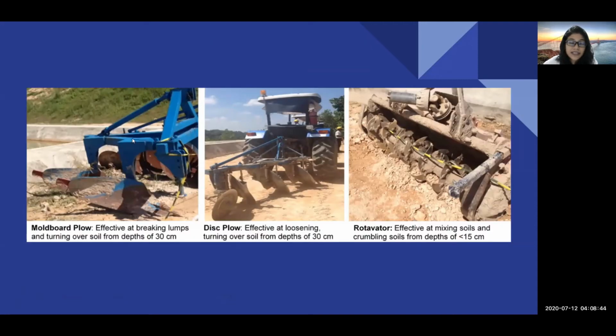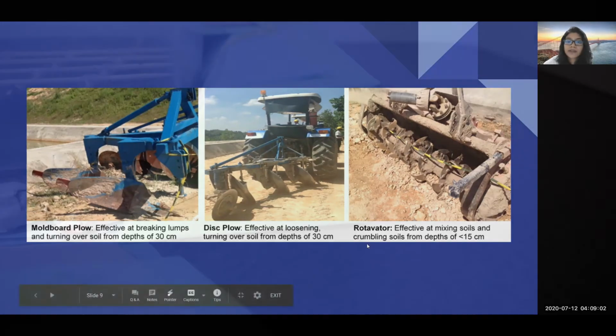So this is the tilling tractor. It has different kinds of tillers. Some are effective at breaking lumps, some are effective at loosening, and some are effective at mixing and crumbling the soil.